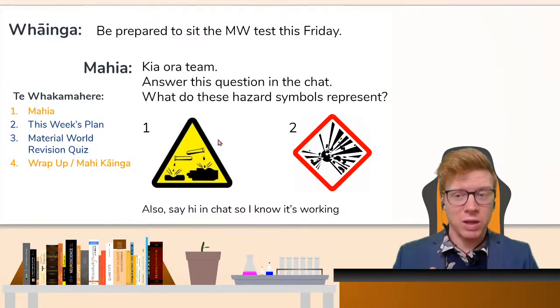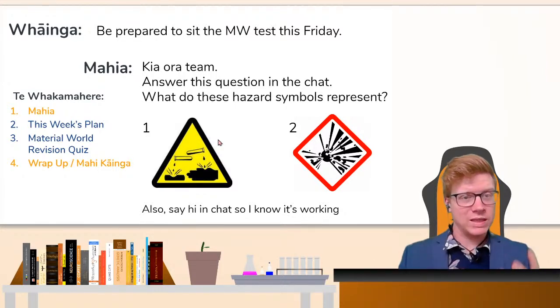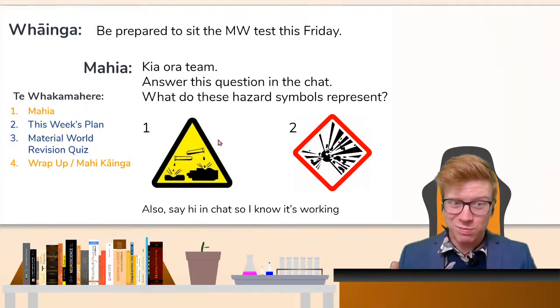Hazard symbol number two is an explosion or explosive. So if you have some sort of container that contains things that might explode, you tend to give it that label.